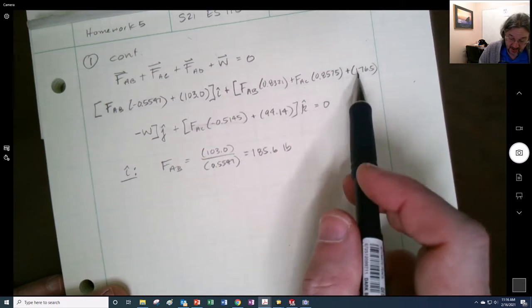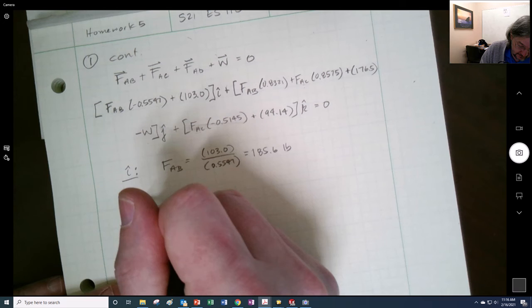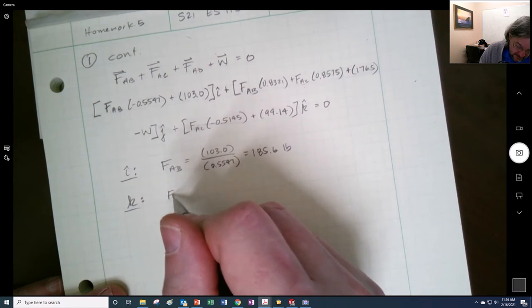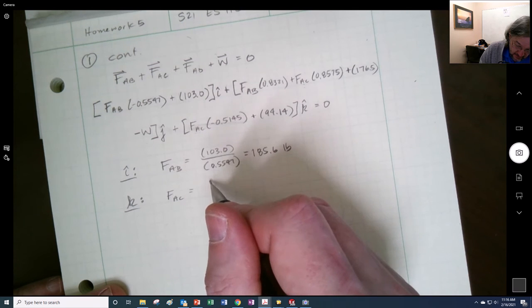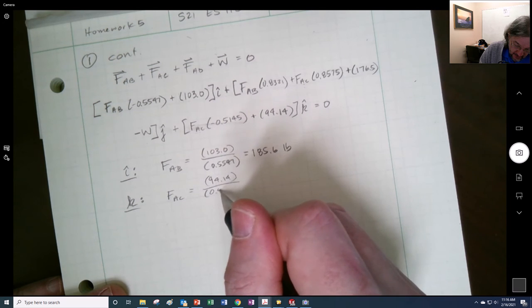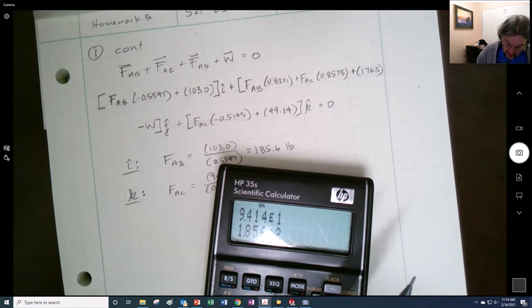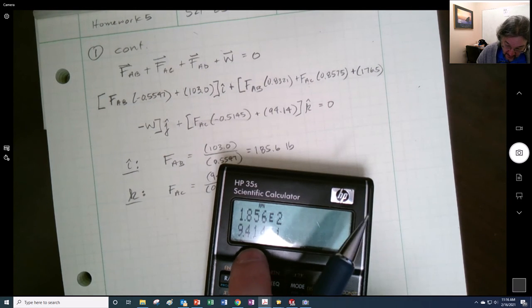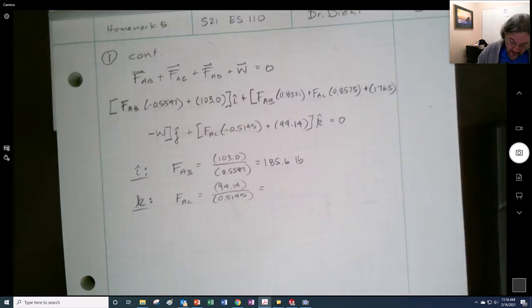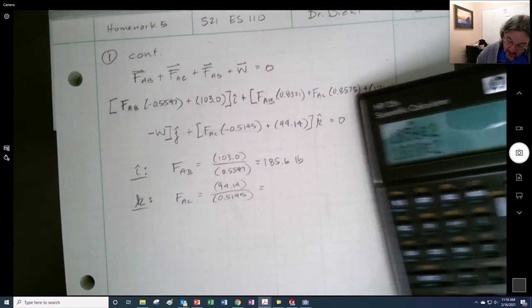I'm going to skip the J because I recognize that I still need FAC, that I can get from here, and I'll go to K. Solving for here, I'm going to find that FAC is going to be equal to 94.14 divided by 0.5145. That is located right there. So I'm going to flip those over because I want to keep that other one up there, I might need it. I need that 0.5145 divided. So I have 183.0.